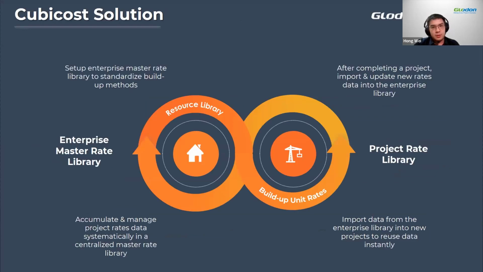And to put into perspective, as I mentioned, the resource library as well as the build-up unit rates can be considered in different categories, but they are also relevant to each other. The resource library is like your enterprise master rate library. As for build-up unit rates, it's more towards your project. This is not limited to contractors only. Even consultants may find this useful, like when you're preparing a pre-tender estimate, you also need some rates to refer back to. And if you pay attention to the diagram, it is shaped in an infinity symbol. It means that the build-up unit rates can be stored into the resource library, where eventually they can also be used in your future projects. So they are relevant to each other.